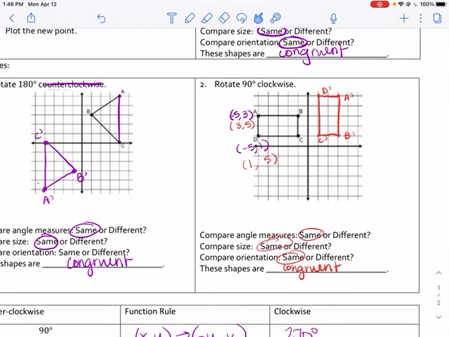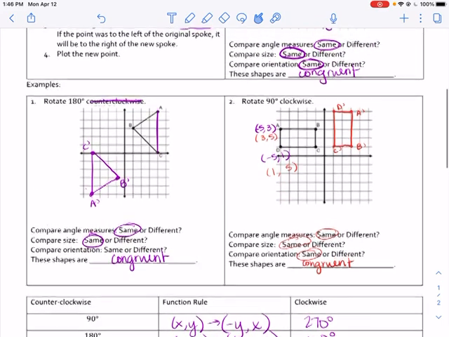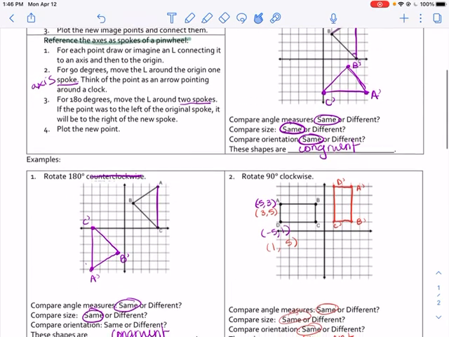It's always going to be the same when you're doing rotations. So those are your two methods. You could just use the rule, like I did in this example, or you could imagine it as spokes of a pinwheel like I did in the first two examples.